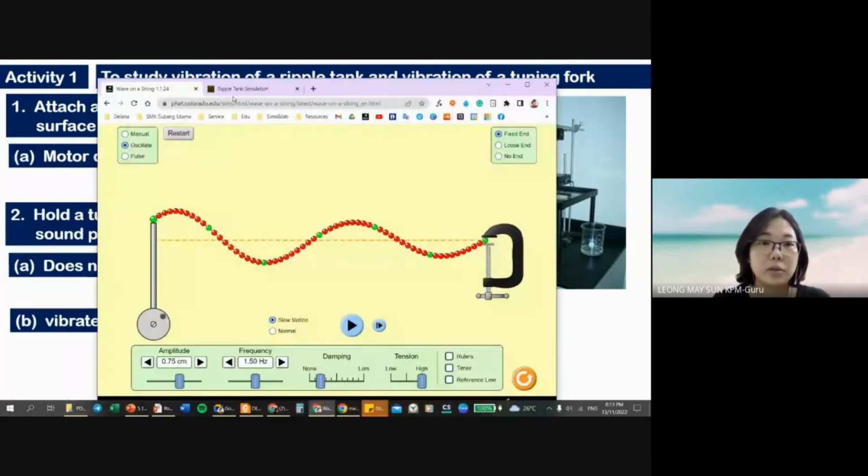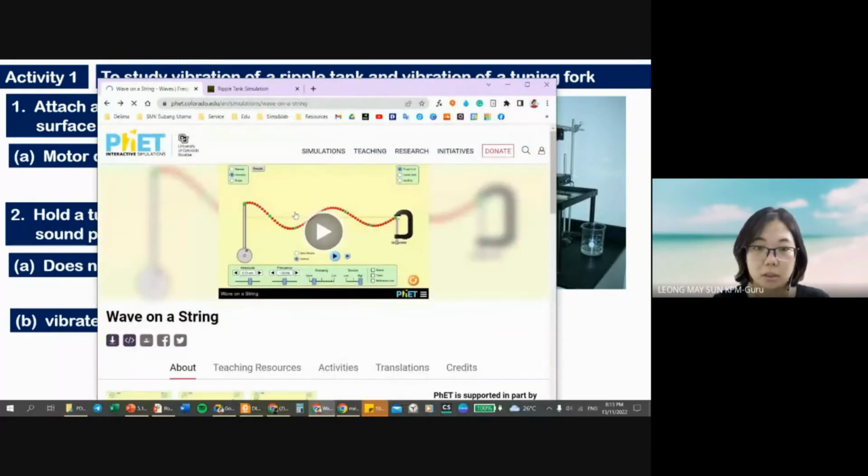So I'm going to show you this using this particular simulation.